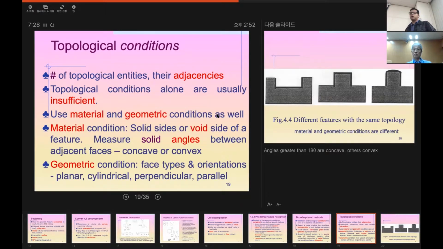Material conditions mean the solid sides or the void sides of the feature. And this involves measuring solid angles between faces, which can either be greater than 180 degrees, which is concave, or less than 180 degrees, which is convex. Also, another condition which should be measured is a geometric condition, which involves measuring the face type, which can be planar or cylindrical, and also the face orientation, which is perpendicular or parallel.